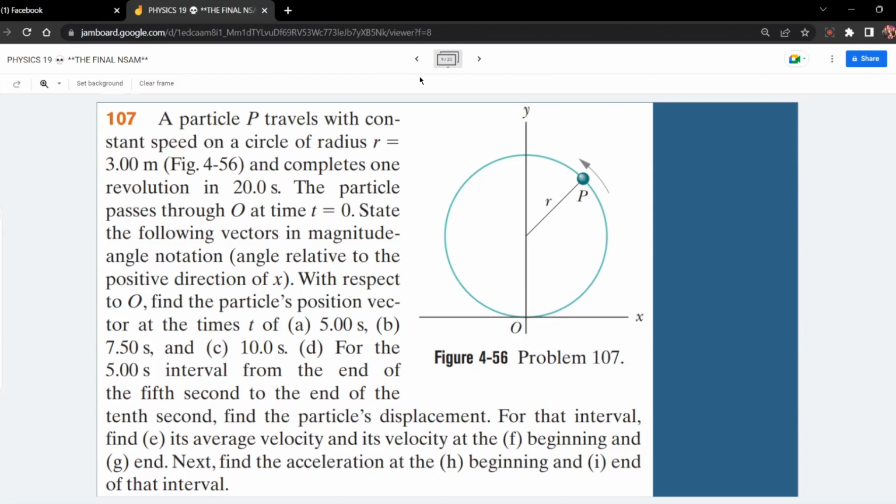Okay, so what we need here is vector notation for the position of the particle.